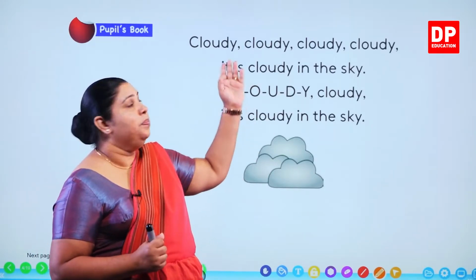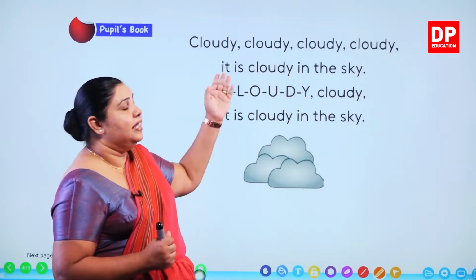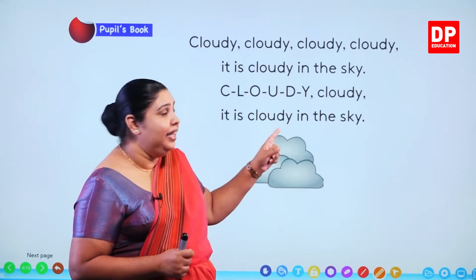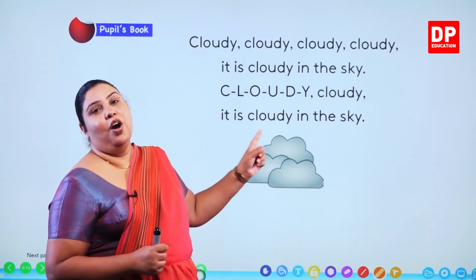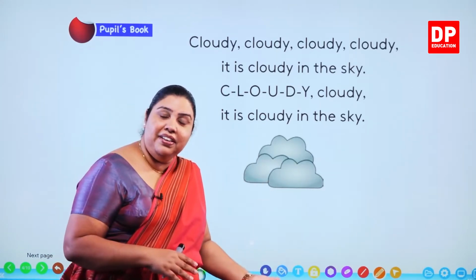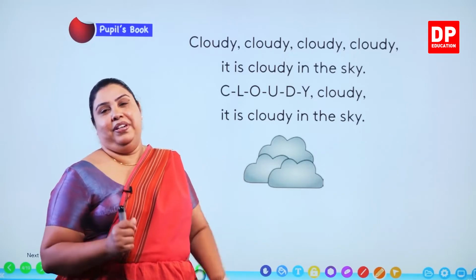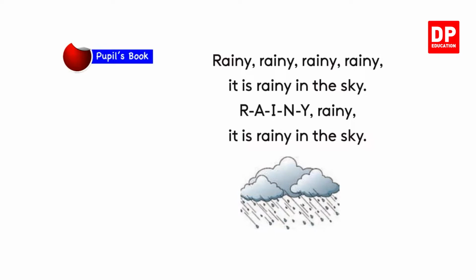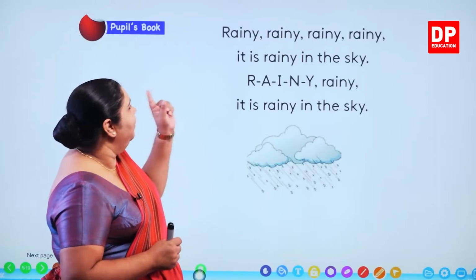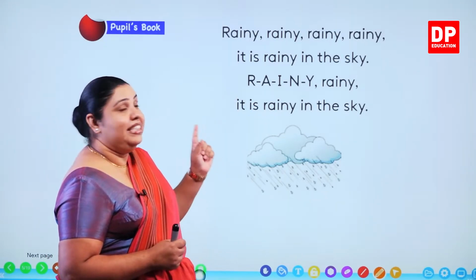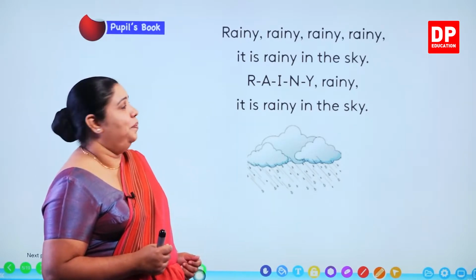Cloudy, cloudy, cloudy, cloudy. It is cloudy in the sky. C-L-O-U-D-Y, cloudy. It is cloudy in the sky. So now we have spoken about the sunny weather and the cloudy weather. Let's move on to our next slide and that will show us all about the rainy day. Shall we read it? Rainy, rainy, rainy, rainy. It is rainy in the sky.